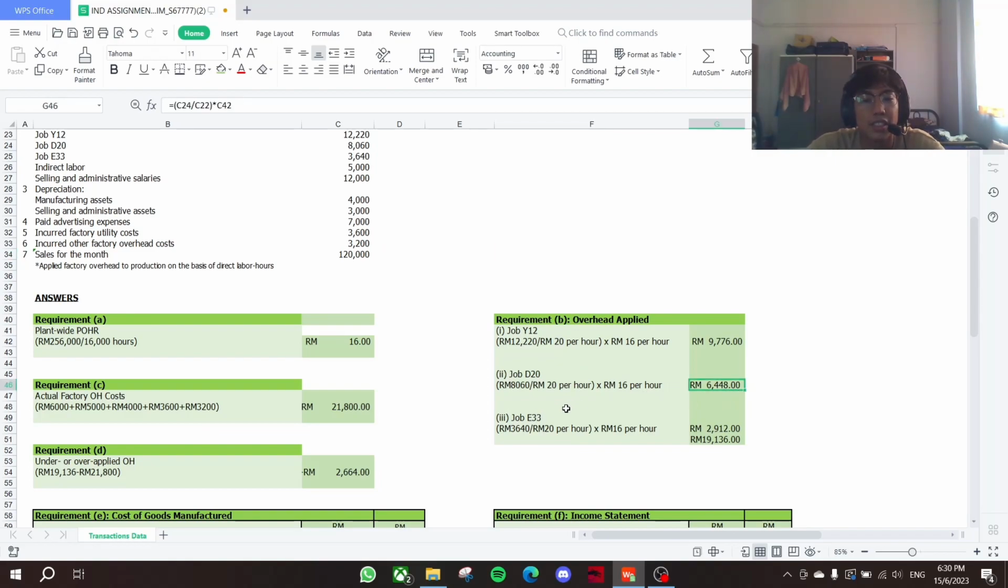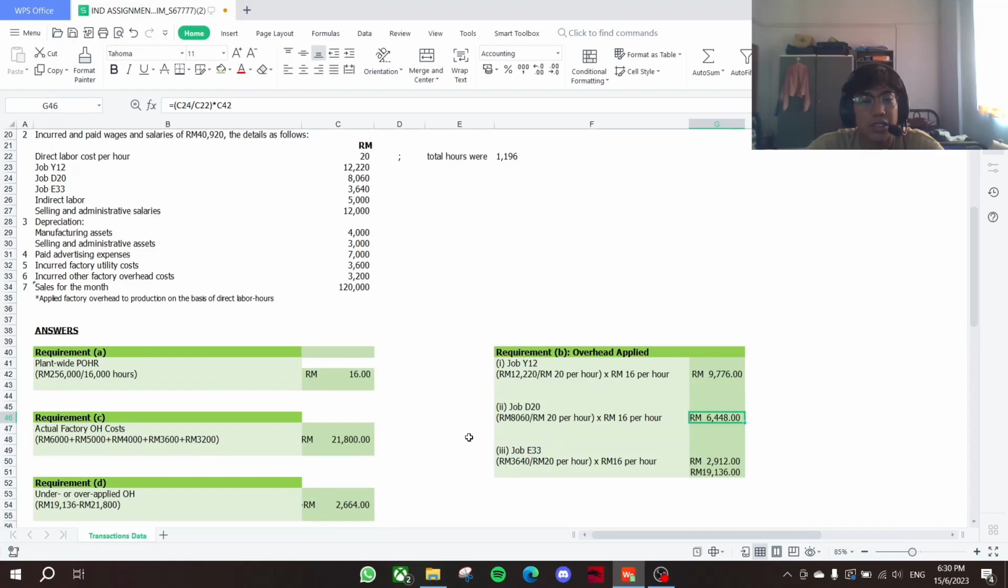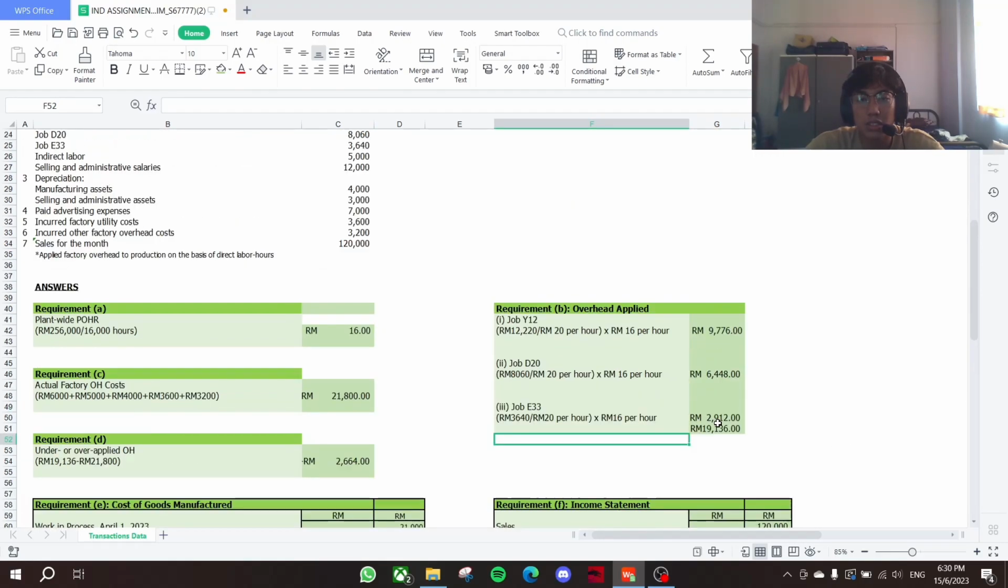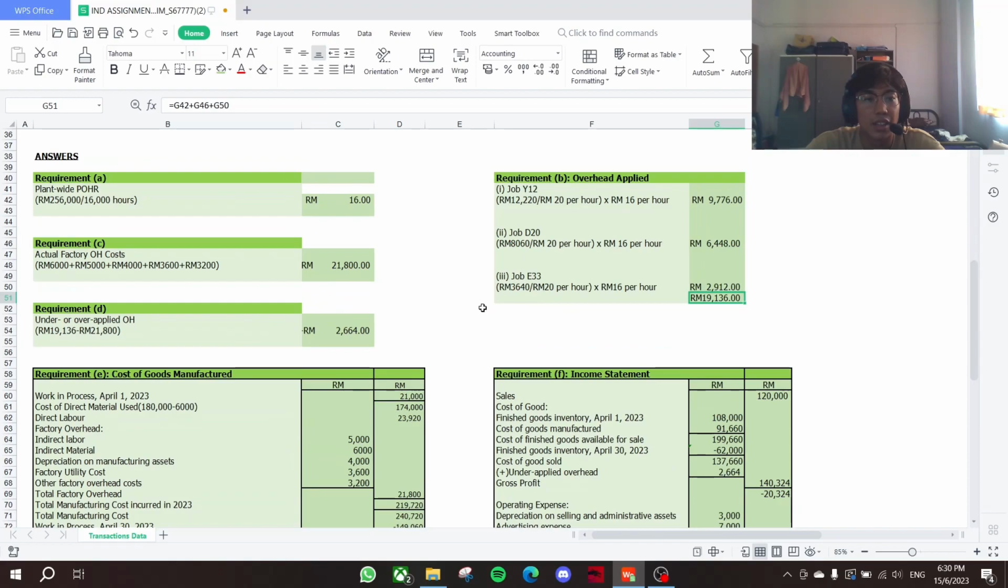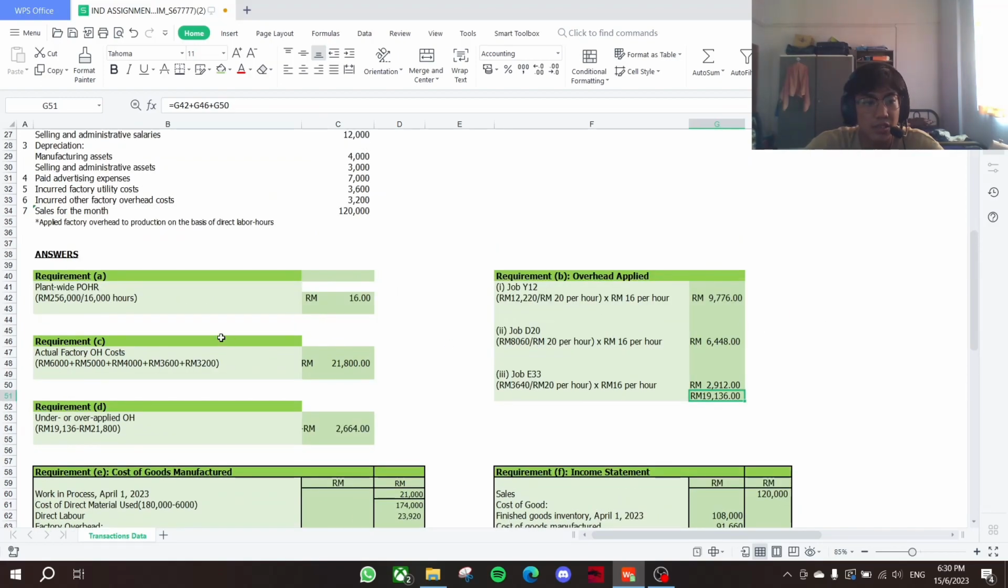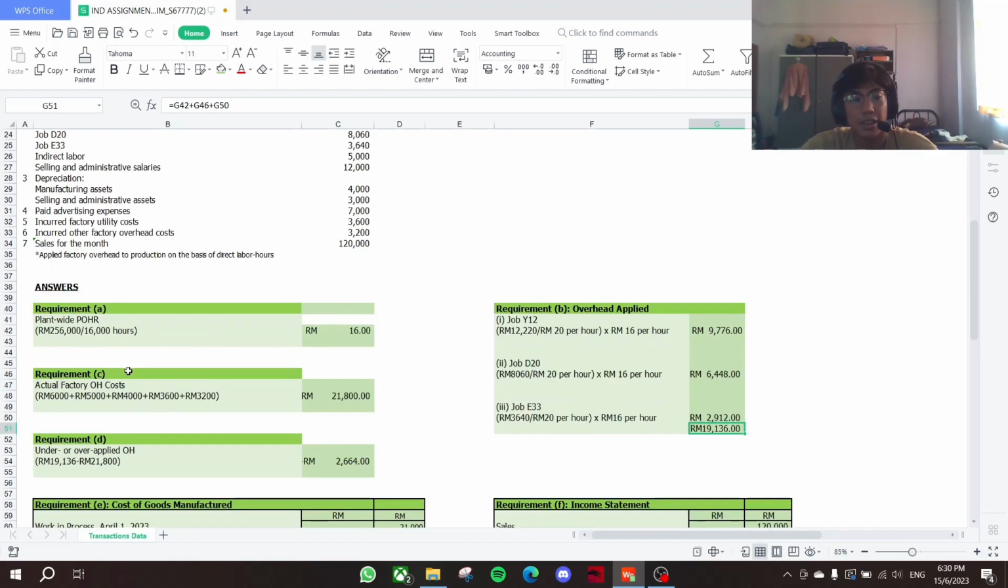For job E33 it is also the same, 3,640 divided by 20 ringgit per hour times 16 ringgit per hour, which we get 2,912. So the total is 19,136 ringgit for overhead applied. And then we go to requirement C, which is the actual overhead cost.